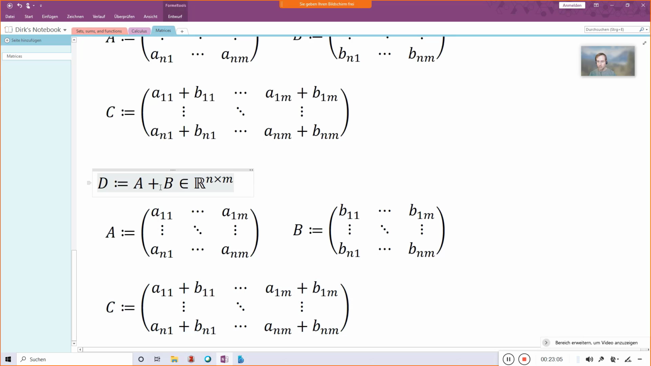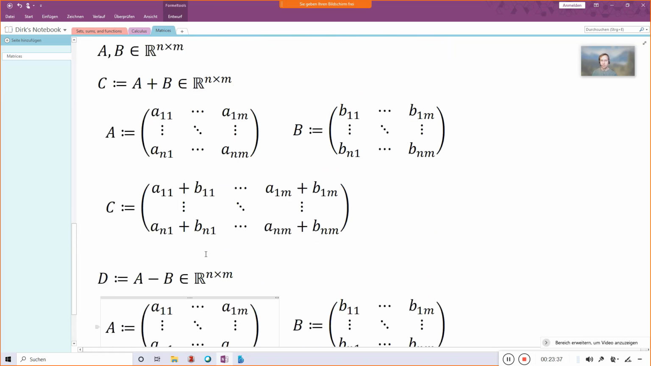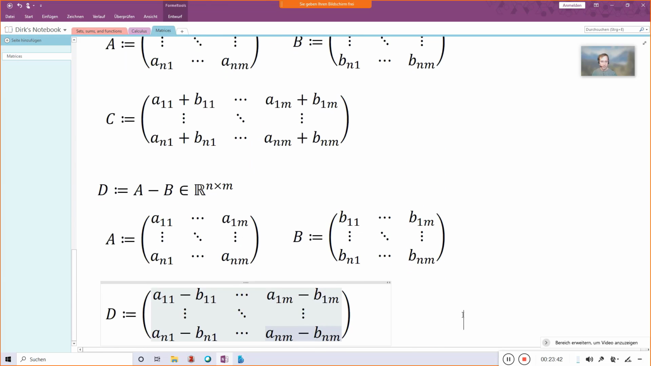So let's assume we have a matrix D, which is given by A minus B. Then we evaluate this element per element, subtracting the respective elements. Questions about matrix addition and subtraction? Or any remarks on typos that I might have put in? Because it's really easy to put in typos if you have these indices. Okay, it doesn't seem to be the case.